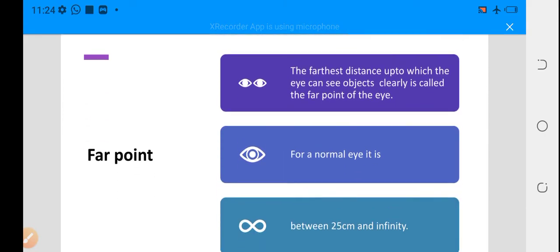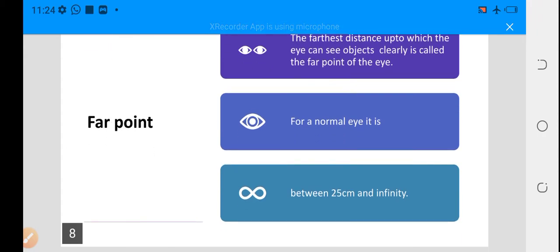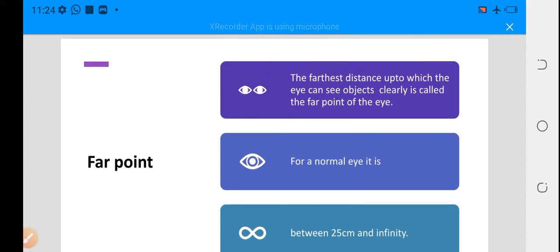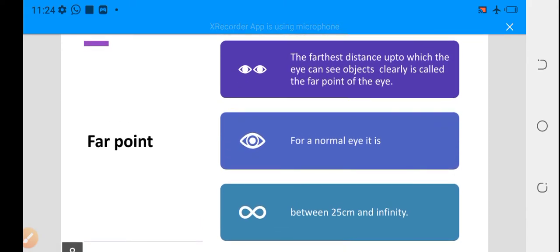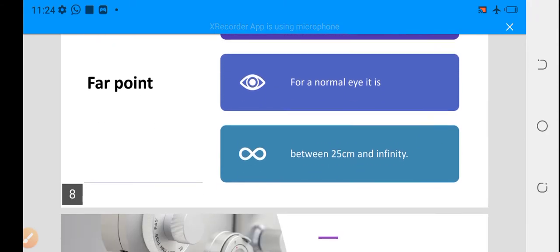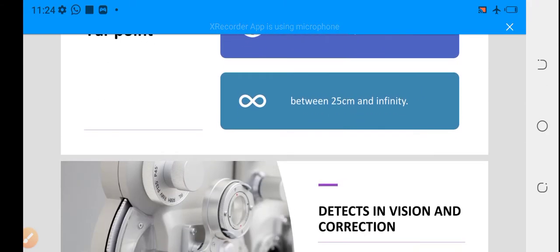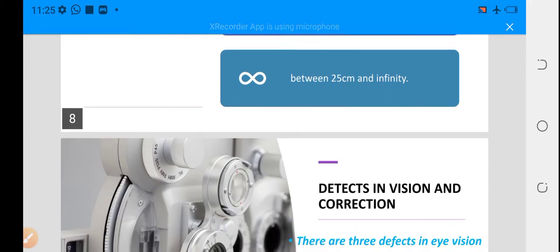Next one is about the far point. The farthest distance up to which the eye can see an object clearly is called the far point of the eye. So it might be more than 25 centimeters. How far you can clearly see is called the far point. Generally, how much is it? It is between 25 centimeters to infinity. That is based on the accommodation of your eye.